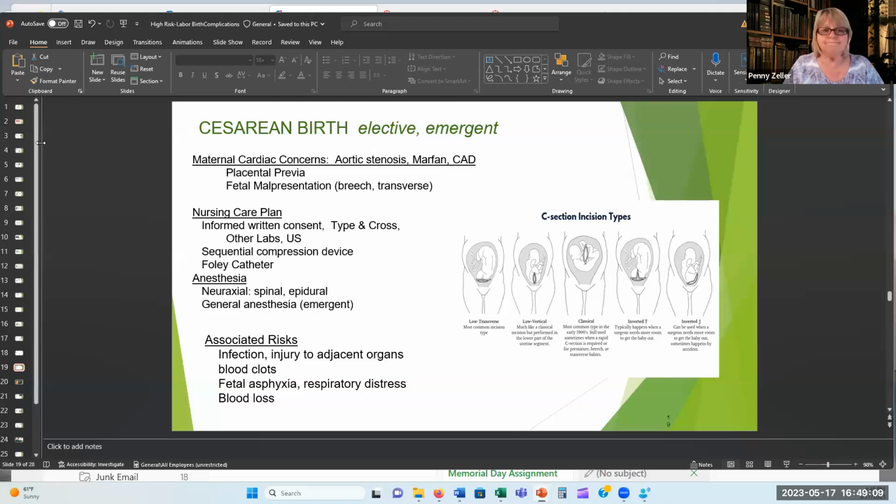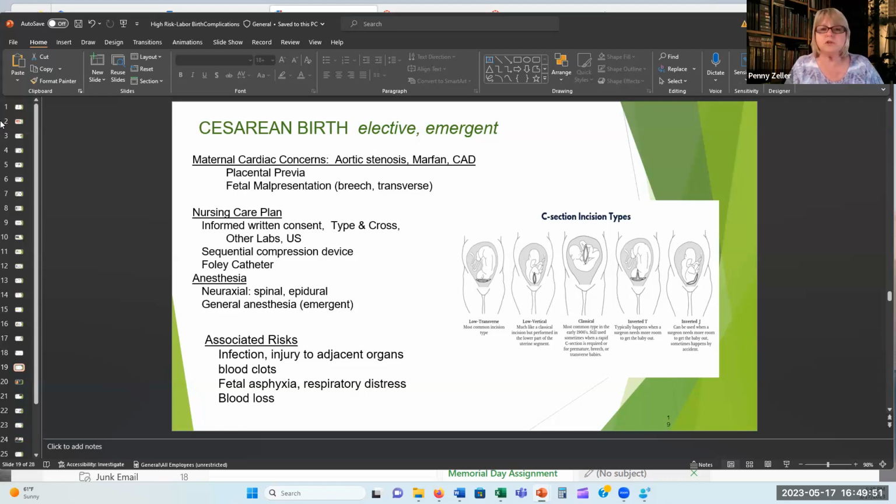So for any surgery, and a C-section, you consider it a major surgery. Informed written consent is required. The anesthesia person has to get permission to provide analgesia and anesthesia, and the obstetrician who's delivering the baby and doing the procedure has to get written permission as well. We have to type and cross for blood, at least type and screen. We might do other sets of labs and an ultrasound.